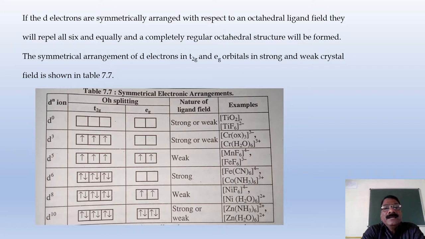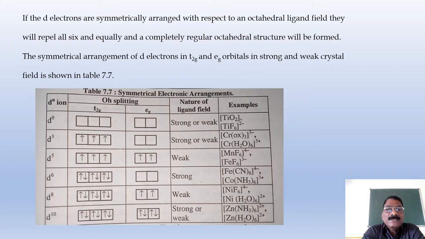The symmetrical arrangement of d electrons in t2g and eg orbitals in strong and weak crystal fields is shown here. See, in a d0 system all orbitals are empty, so it is symmetrical. In a d3 system, there are three electrons in the t2g orbitals, which is symmetrical, and there is no electron in the eg orbitals, so it is also symmetrical. See the d5 system in weak field: each orbital contains one electron and it is symmetrical in t2g and eg also.